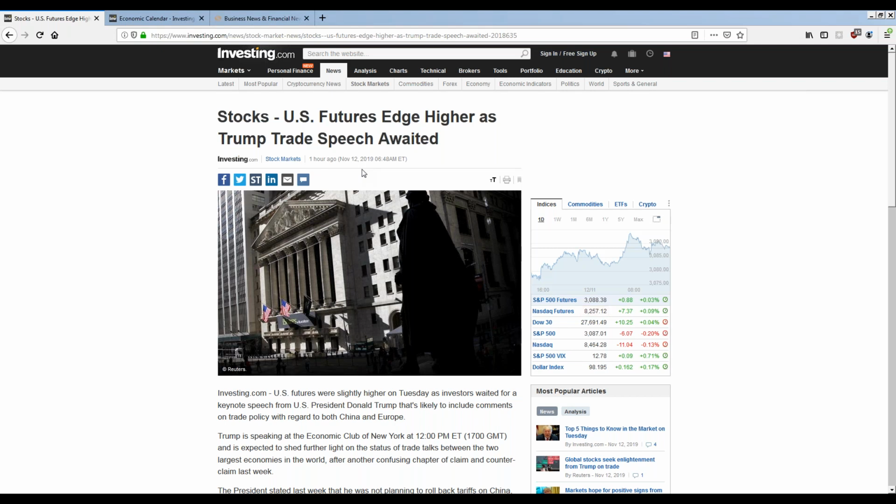Stocks, U.S. futures edge higher as Trump trade speech awaited. Again, they're already telling you the futures are going higher. The futures market's climbing. Guess what we trade on a lot of these assets? The futures market, okay? Anything that has a contract rollover, these are futures markets.